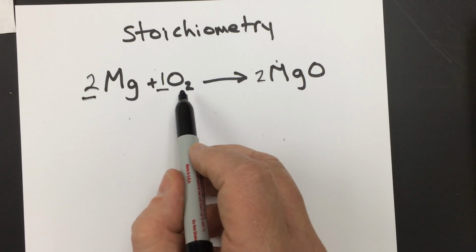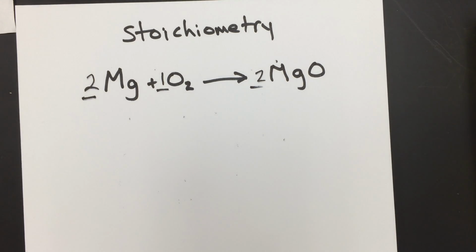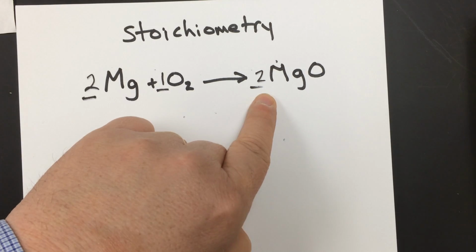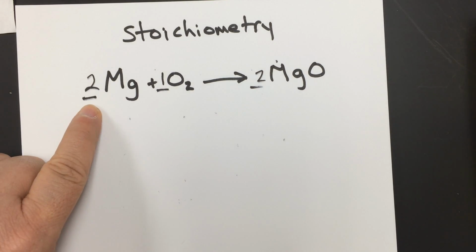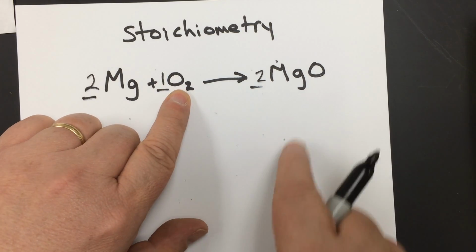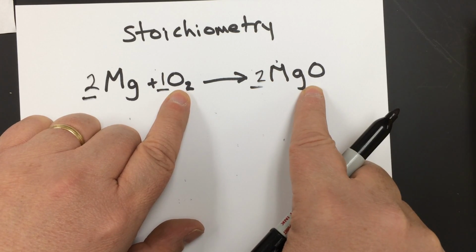So I've got a 2:1:2 relationship. Since it's a relationship, I can say 2 atoms to 1 molecule gives you 2 molecules, or I can say 2 dozen atoms plus 1 dozen molecules yields 2 dozen molecules.